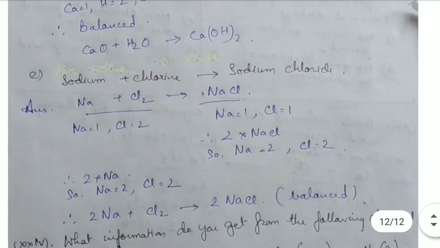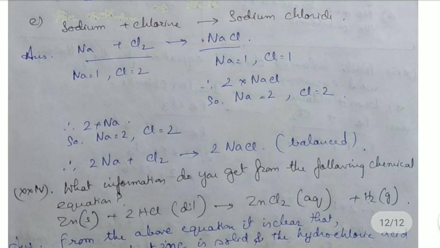Okay. Now sodium and chlorine gives us sodium chloride. Na + Cl2 gives us NaCl. Okay. So Na is equal to 1, Cl is equal to 2 on the reactant side. On the product side, Na is equal to 1, Cl is equal to 1. So we multiply NaCl on the product side by 2 and we get Na is equal to 2, Cl is equal to 2. And therefore we multiply sodium on the reactant side by 2. We get Na is equal to 2, Cl is equal to 2. So the final equation will be 2Na + Cl2 gives us 2NaCl.